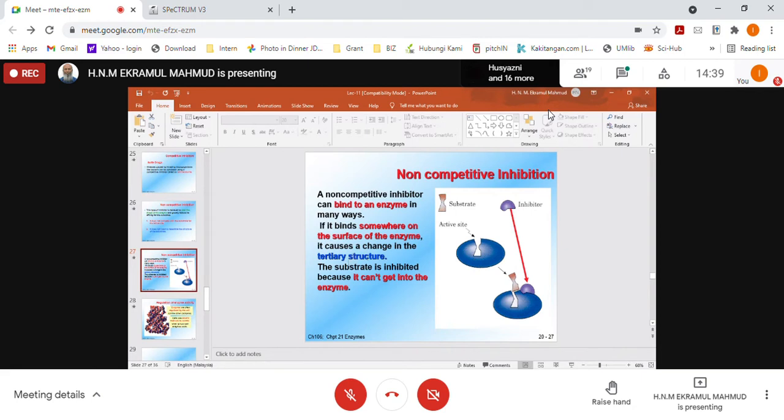Right, to fit in. So the substrate is inhibited this way because it cannot get into the enzyme, finding its right position, right structure, because the structure is now changed, because we have changed it by adding this molecule inside this enzyme. This is that inhibitor, right? So this molecule is that inhibitor. It will change the structure of the catalyst, the enzyme. Thereby, the active site is changed.